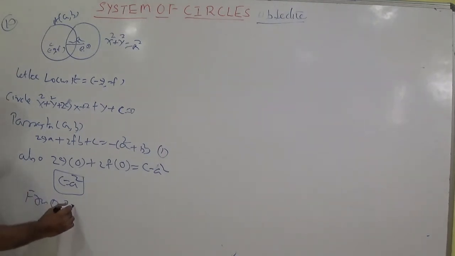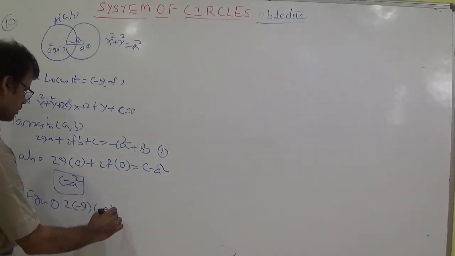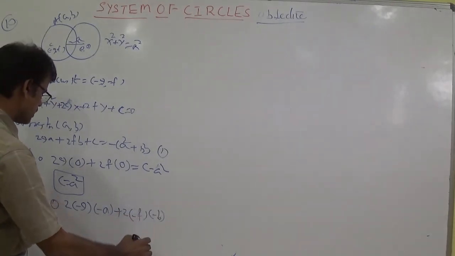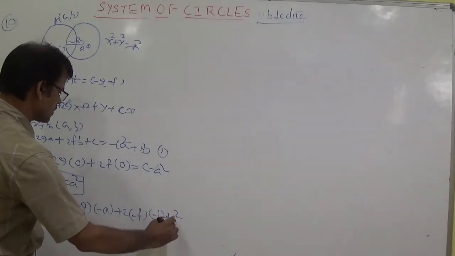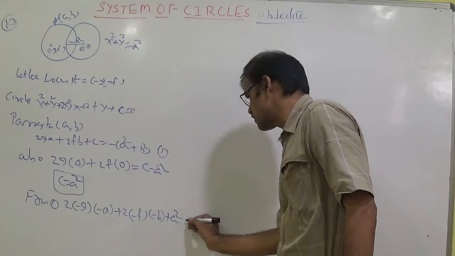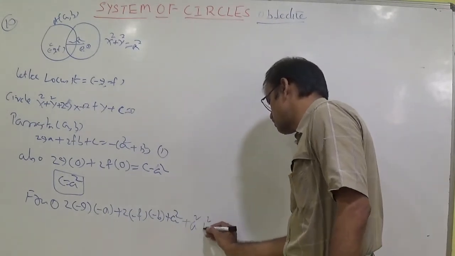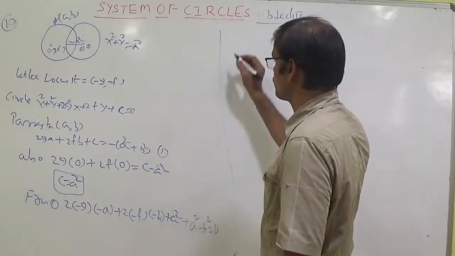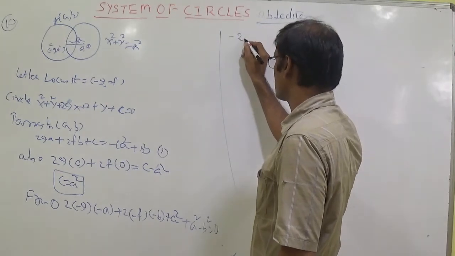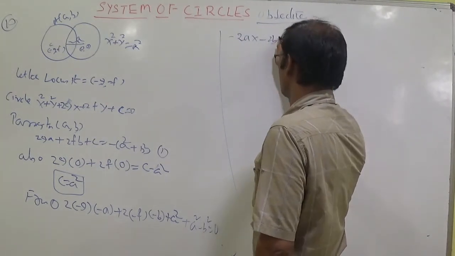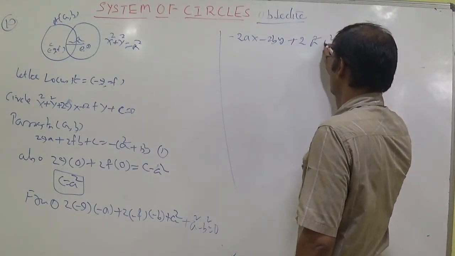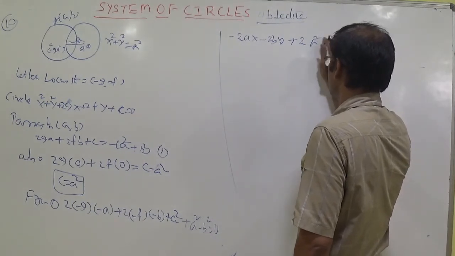Whenever c is equal to a square, from 1 you can write now, 2 into minus g of minus a plus 2 into minus f of minus b plus c. Instead of c you can write a square. That a square taken this side becomes plus a square minus b square equal to 0. What is the locus point? Minus g comma minus f is the locus point. So you can understand here minus 2ax minus 2by plus 2a square minus b square equal to 0.